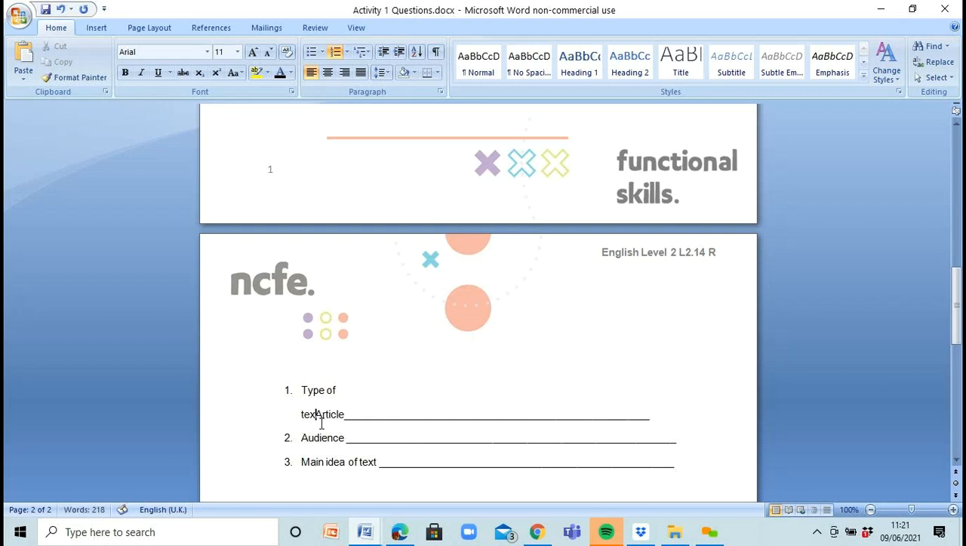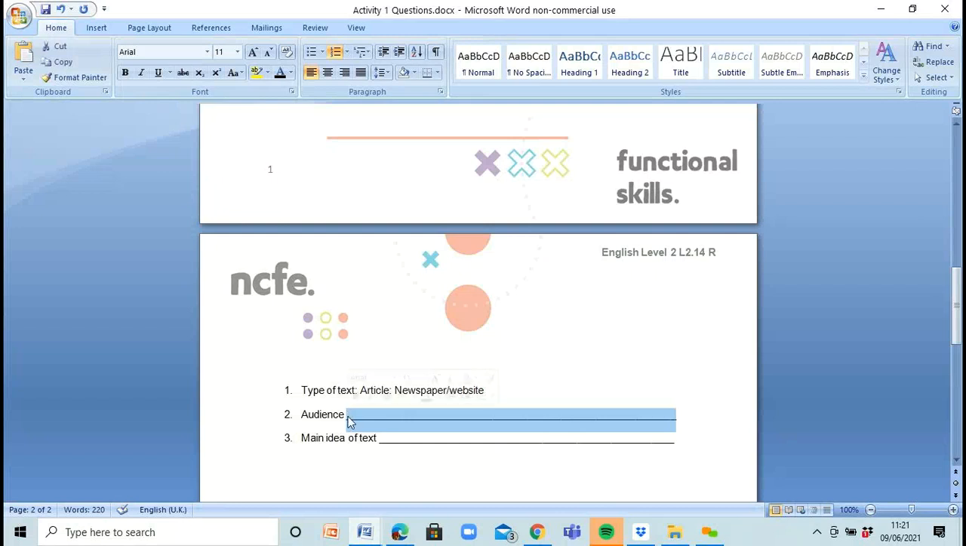Is it a newspaper article? Is it a website article? It's a sport article. Yeah. So it could be either, to be honest. It could be a newspaper or a website. It doesn't really matter. We know it's an article. It's someone talking about a specific person. So who's the audience here? Who is this article aimed at?